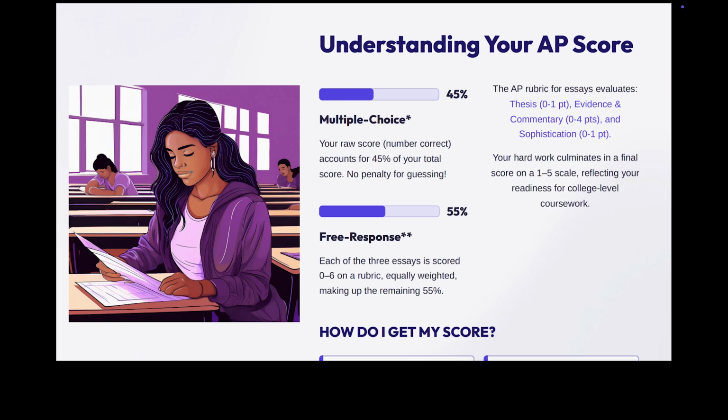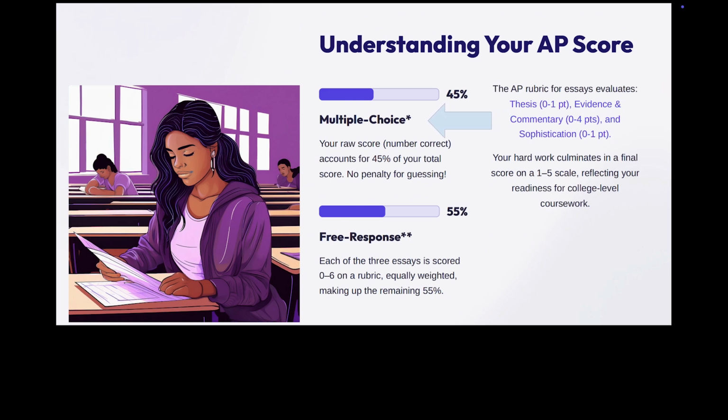Now let's suppose that you get your score. The multiple choice section, you have 45 questions that are worth 45%. So you get more or less 1 question, 1 point. For the free response, the essays, it's different because that's 55% of the grade and you have 3 essays. Each essay is graded with a rubric that goes from 1 to 6. So if you get a perfect score in the essay, you will be getting a 6. There are 3 essays, that's 18 points. And those 18 points are 55% of the grade.